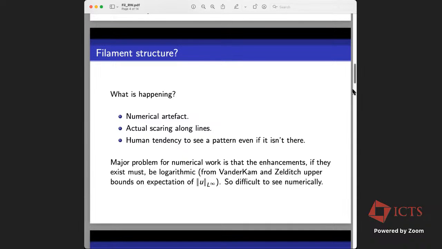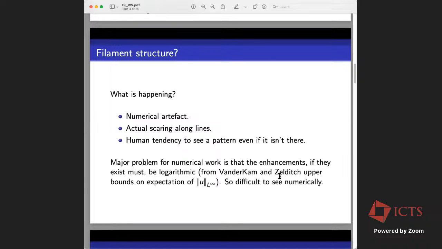And then a sort of intermediate thing is saying, well, there's probably something, but we tend to see a pattern because we're humans, and we need to take that into account. Now, a major problem with working out what we're seeing here is with the numerical work: any enhancements have to be logarithmic, because we already knew an upper bound from Van der Kam and Zeldich, which said that the expectation of U can only grow logarithmically.